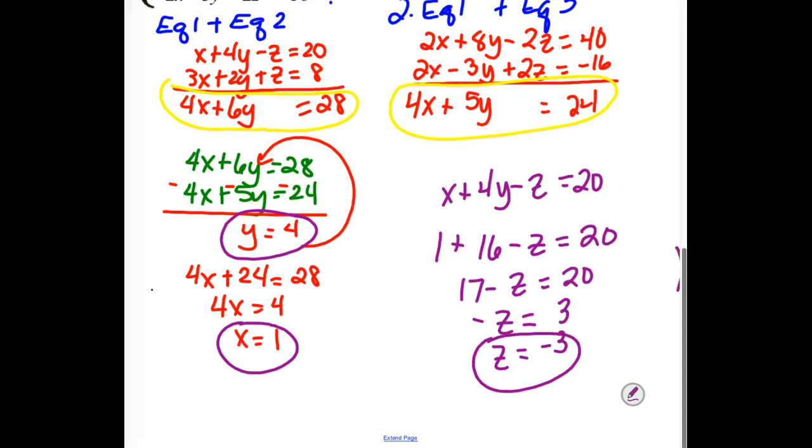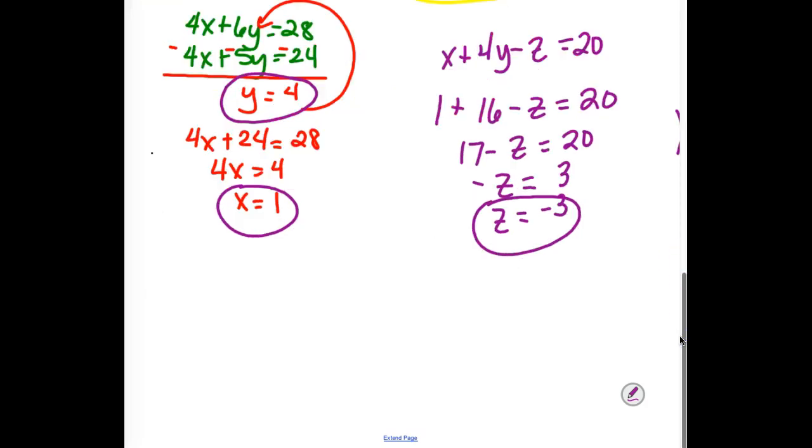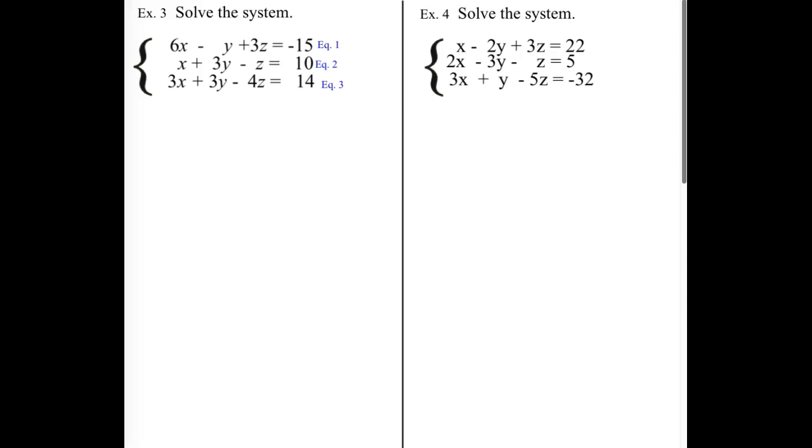I have all three variables solved. I do have to put them in order, right? So we do x, then y, then z. So my answer would be 1, 4, negative 3 as an ordered triple. All right. We're going to try 2 more of those and then give you some time to practice.